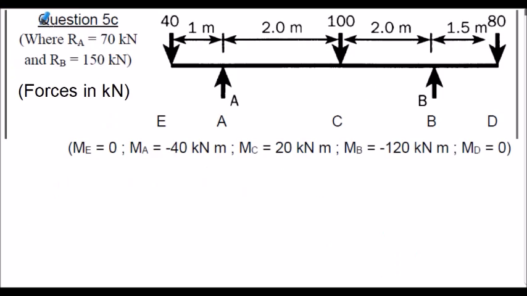And finally question 5C, I'll leave this question for you to develop your own solution. We're given the reactions RA and RB in the question. Forces again in kilonewtons, we have 40 kilonewtons applied here, 100 kilonewtons applied here and 80 kilonewtons here. And the bending moments are shown in the bracket. As I say, I'll leave you with this solution to attempt at your own pace.